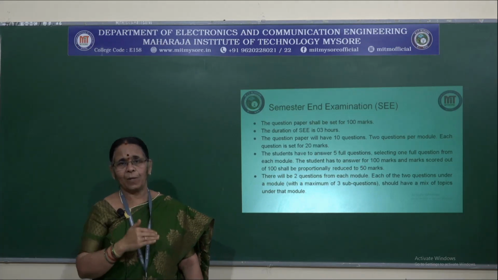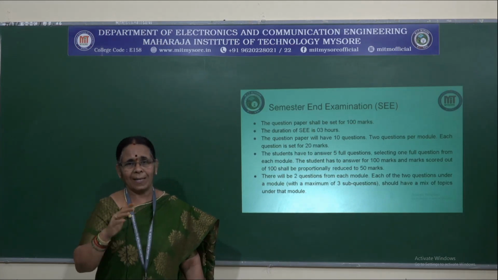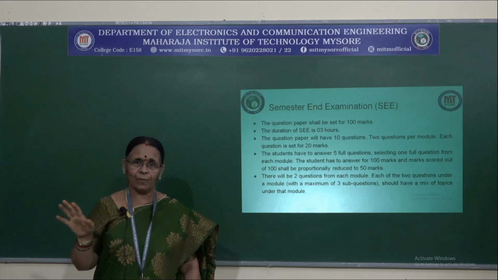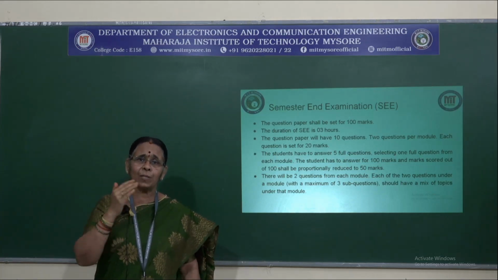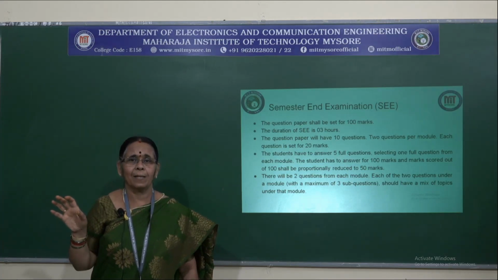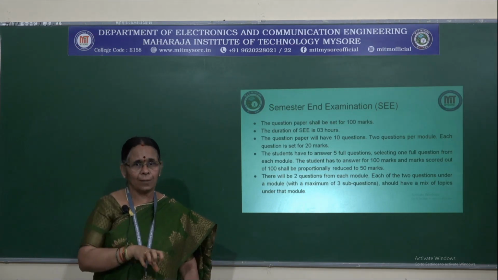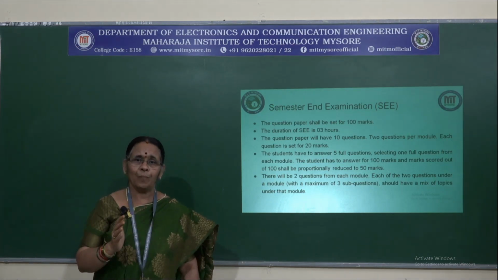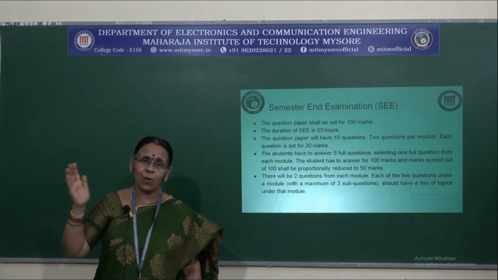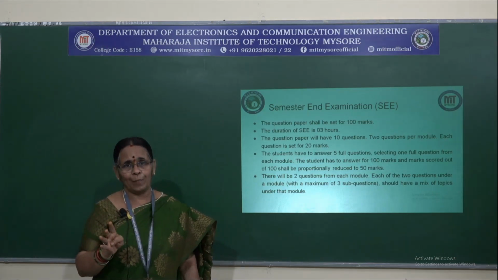Like that for module 2 it is 3 or 4. For module 3, 5 or 6, like that. So you have to select 5 questions out of 10 questions. Each question is for 20 marks. So the total is going to be 100 marks. Again, the semester end examination marks are downsized to 50. Even here for passing, it is 35%. 35% of 100, then it is 18 for 50.